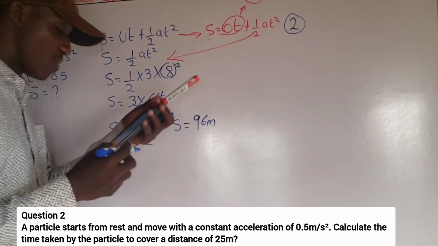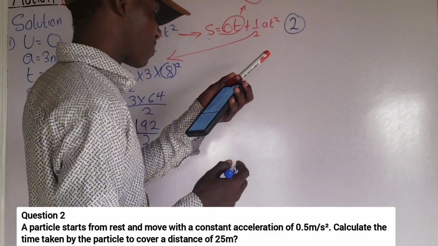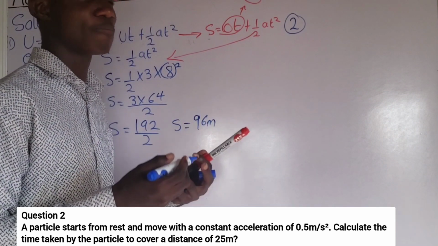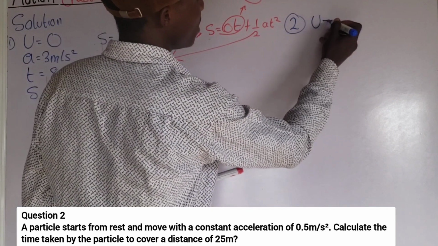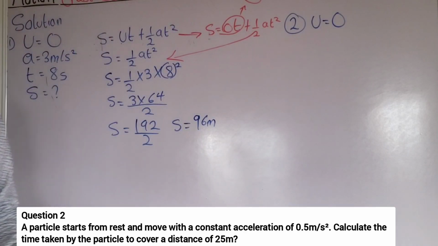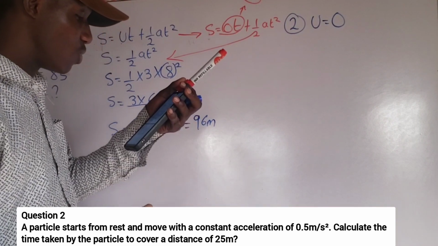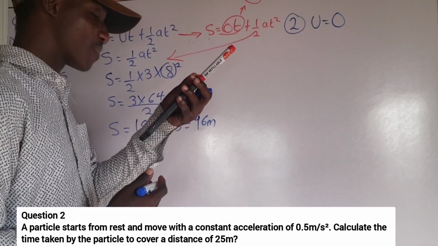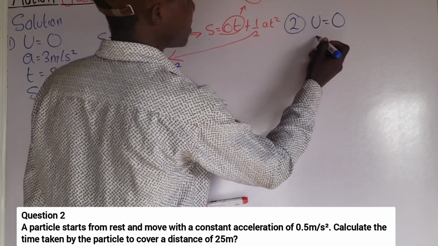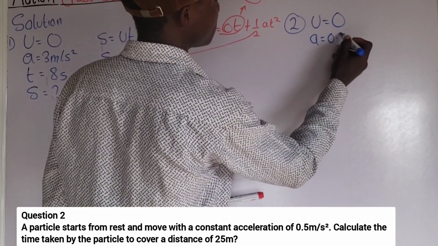Here we are given that a particle starts from rest. You can see that u is also 0, because the particle starts from rest. When an object is moving, it has significant velocity, but the particle is starting from rest, so that means it is not moving before. So u equals 0. Now, we are given that the acceleration is 0.5.